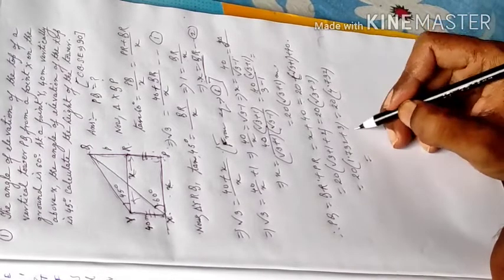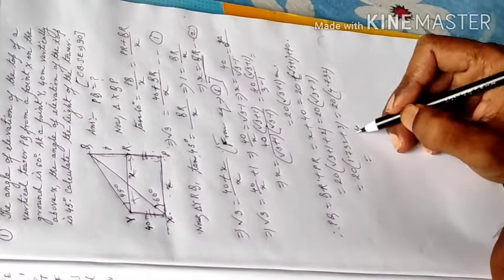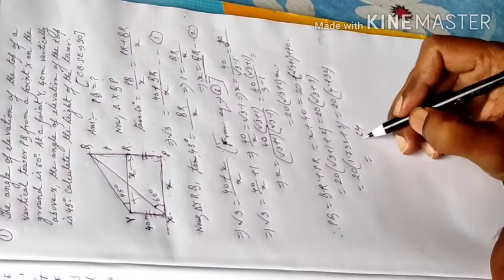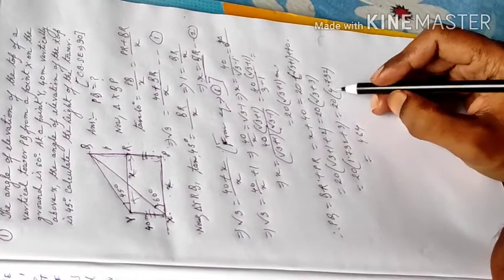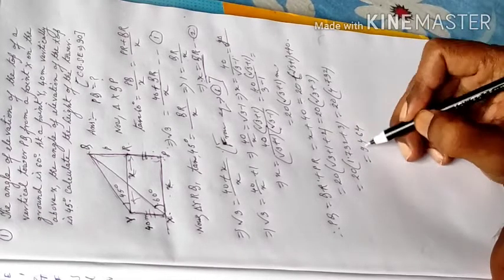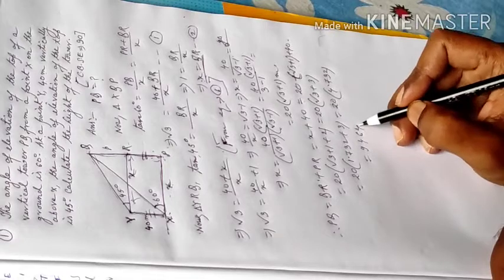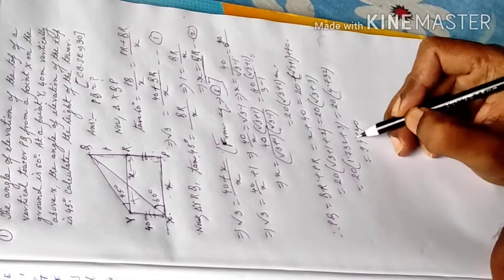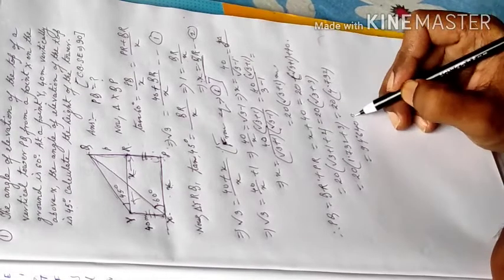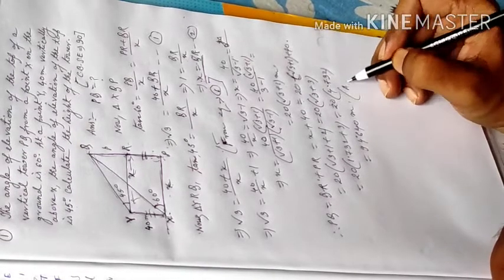multiplying 2, 4, 2, 6, 14 into 9, so 3 meter. That will be your answer.